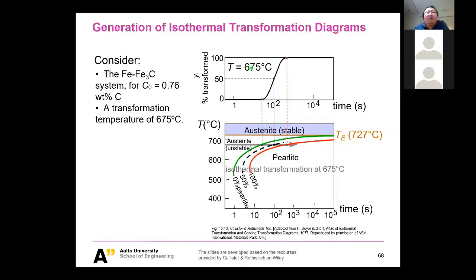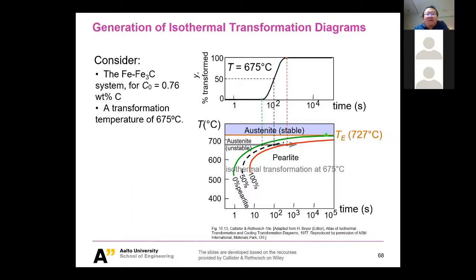If we just do this for all the temperatures, you can imagine in the end we will draw a plot, a contour for all the temperatures, and you will know for each temperature how much time you need to complete a certain amount of phase transformation.